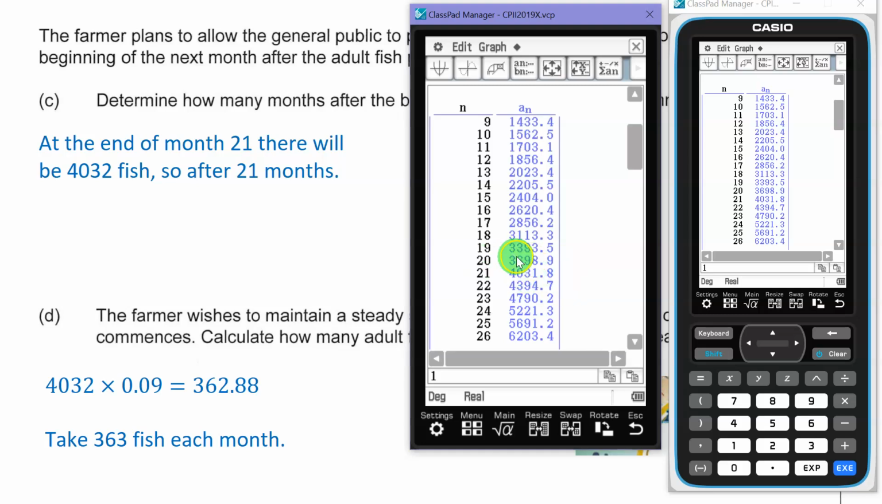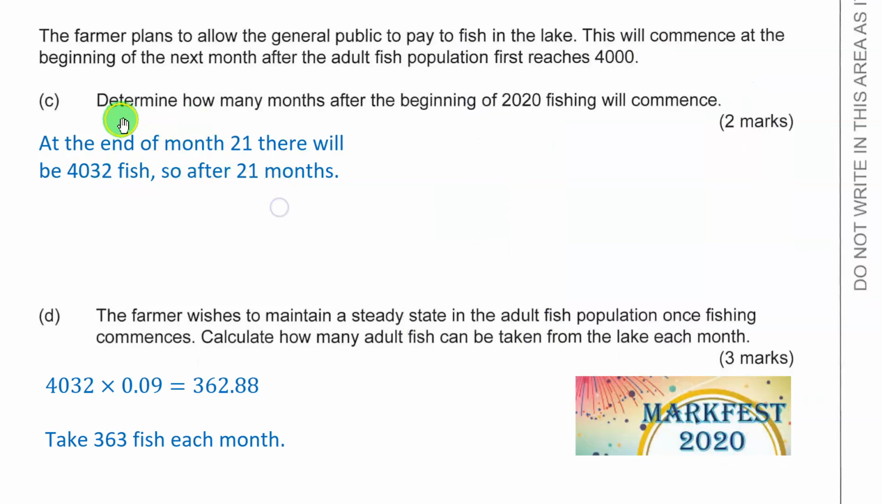And here it is, somewhere around here. So we haven't quite got there after 20 months, but after 21 months, we've got 4,032 fish. So that's what I've written down for my answer here, that at the end of month 21, there will be 4,032 fish. So after 21 months, let's just check that. How many months after the beginning will fishing commence? Yep, 21 months later.